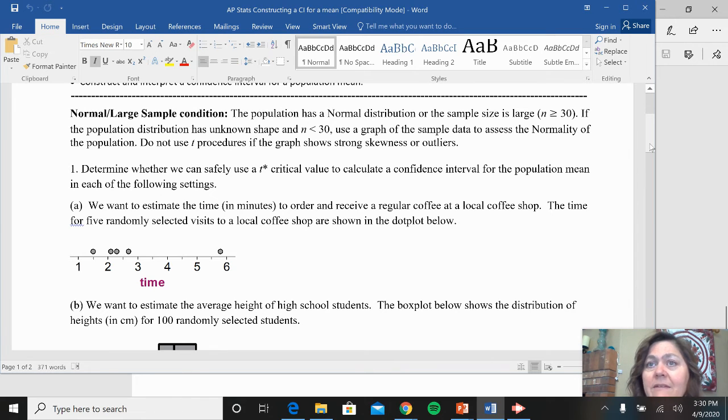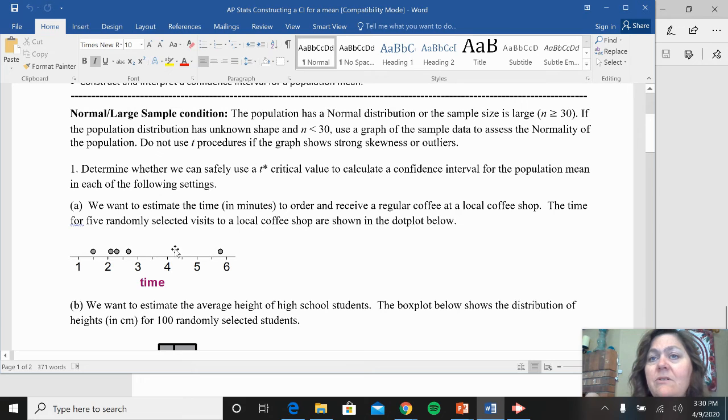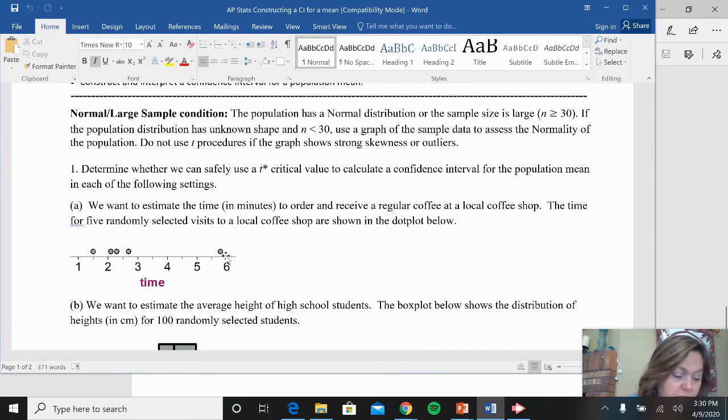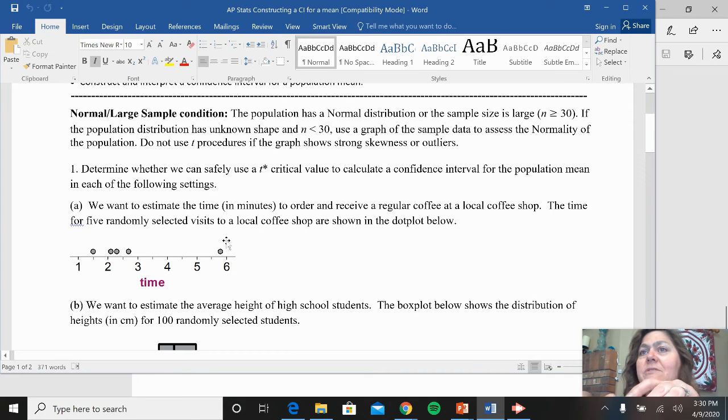And as I look at that, way out here appears to be an outlier. If I didn't have that one, I could say this appears to be normal and I could probably use the procedure. But because of this outlier out here at about 6, I cannot safely use T star. So why don't you do B and C, just B and C. Try those two and then come back. I'll have you put that into Edpuzzle and we'll come back and talk.